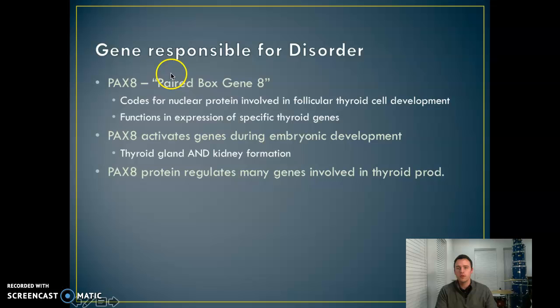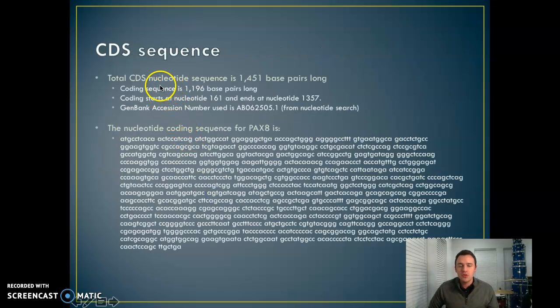So the gene responsible for the disorder is called the paired box gene 8, and this codes for a nuclear protein involved in follicular thyroid cell development, and it functions in expression of specific thyroid genes. PAX8 activates genes during embryonic development, and one thing to note is that not only does it affect the thyroid, but the PAX8 gene also dictates the activity of genes related to kidney formation. So a mutation in the PAX8 gene can result in hypothyroidism, but it can also result in possible disorders related to the kidney.